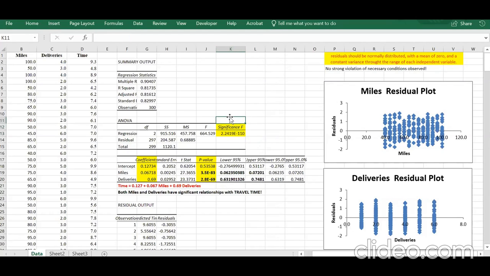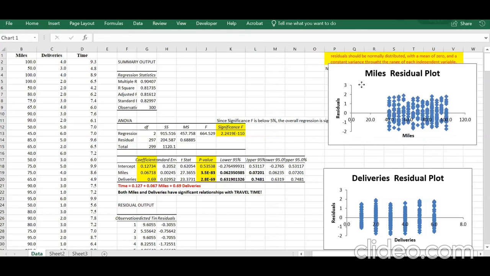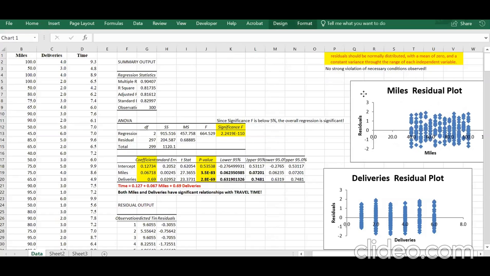So since significance F is the p-value for the F test, below 5% or alpha 5%, the overall regression is significant. All right, so the overall regression is significant because significance F is 0, is below 5%.